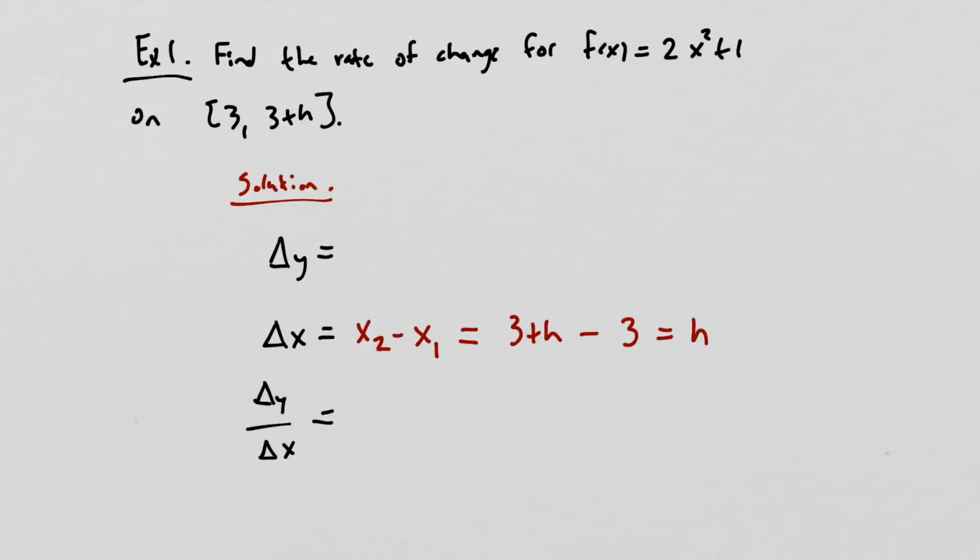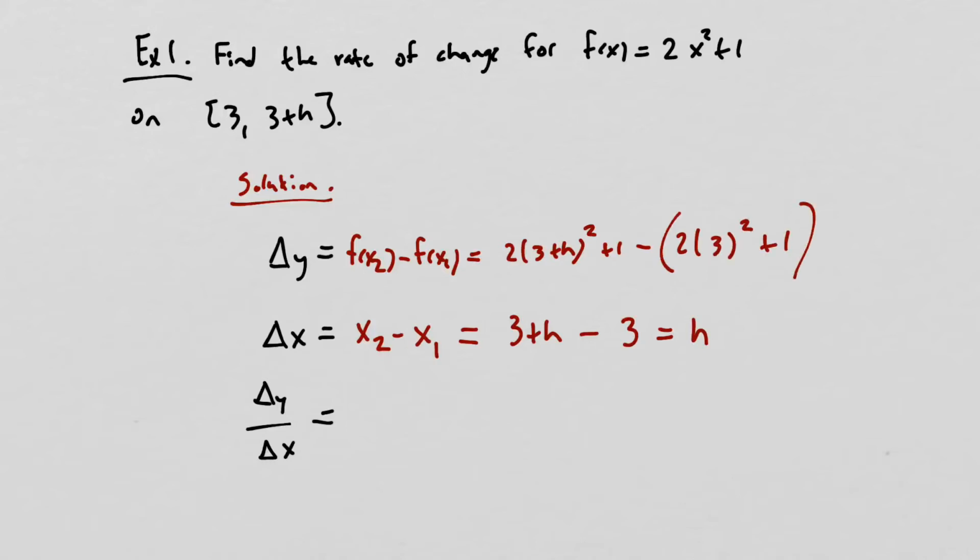Delta y in this case is going to be f of x2 minus f of x1. This is going to be equal to 2 times (3 plus h) squared plus 1, minus 2 times 3 squared plus 1, all of this multiplied by negative 1. So let's take this equation over here and simplify it on the next page.